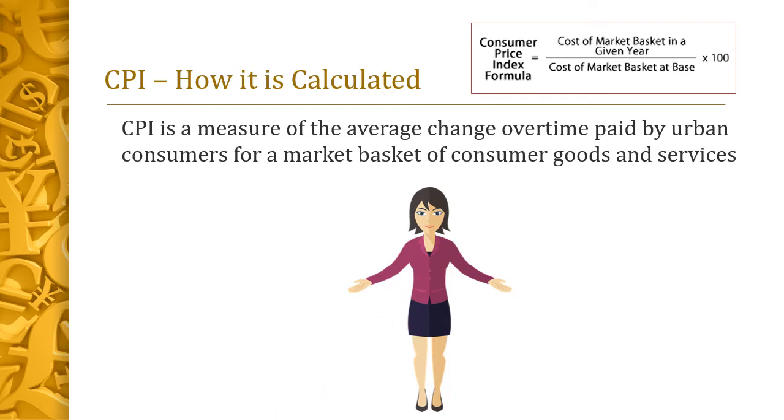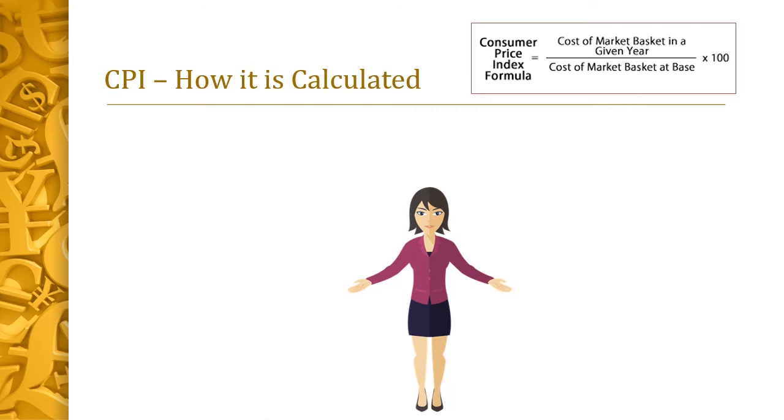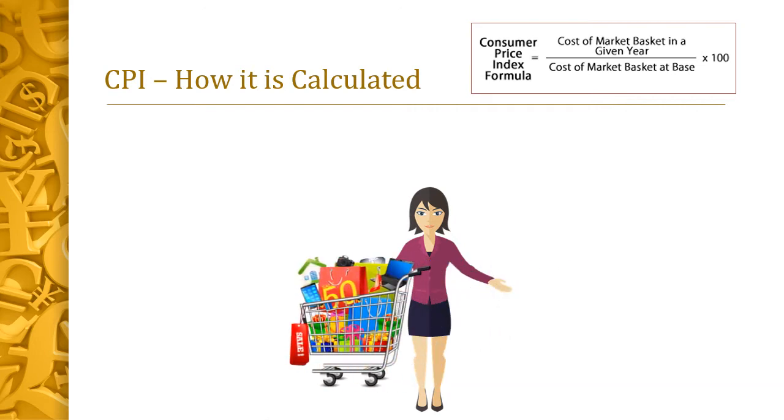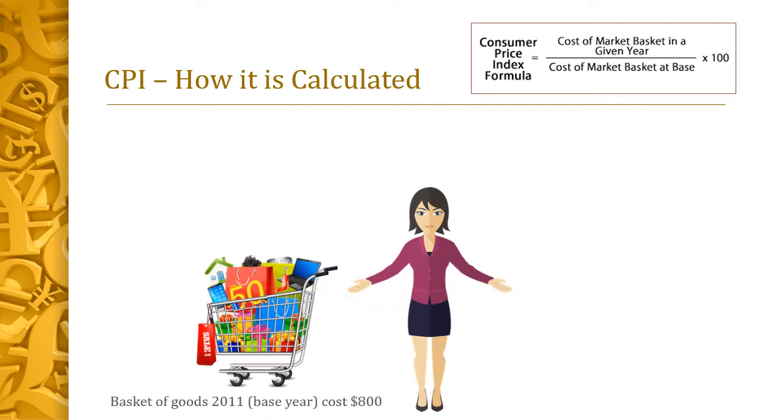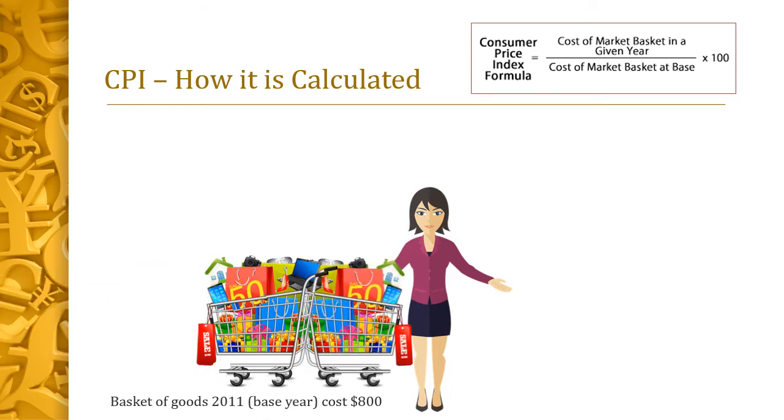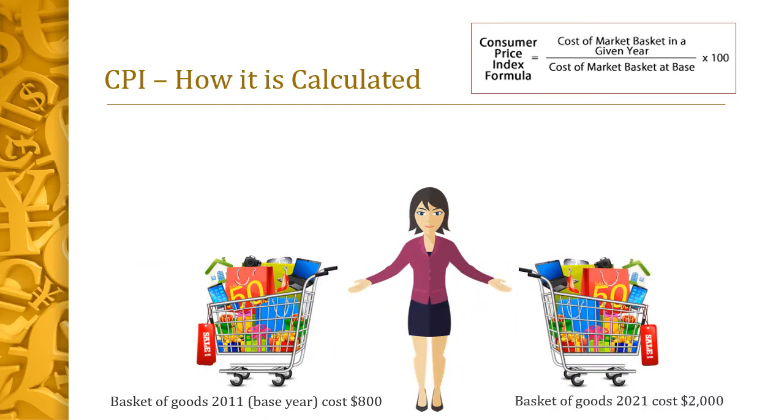Maya is a working mom, and in 2011, she went shopping. And this is her basket of goods. And in 2011, that basket of goods cost her $800. Now, in 2021, she goes out and buys that same basket of goods, and now that same basket of goods costs her $2,000. So we now have a difference between prices.